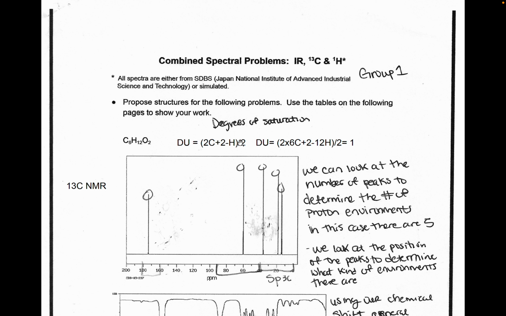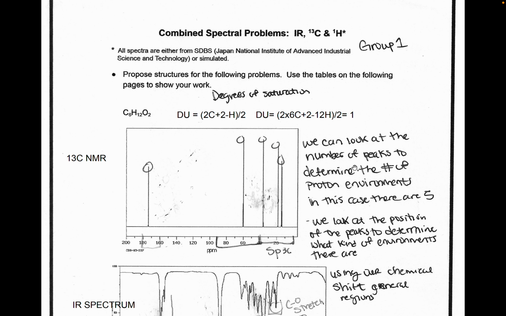The first thing I do is I calculate the degrees of unsaturation. And this will tell you how many rings or double bonds the molecule might have. The formula is here, so it is 2 times your carbons plus 2 minus your hydrogens, and this will all be divided by 2. And then here, it's 2 times 6 carbons plus 2 minus 12 hydrogens divided by 2, which will give me a degree of unsaturation of 1.